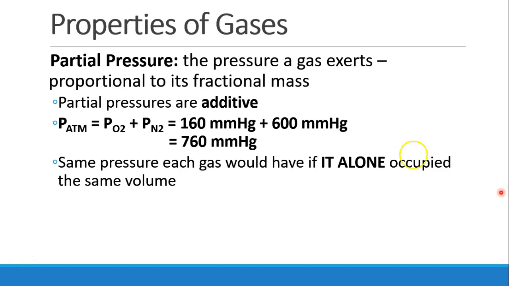It's 21% oxygen, so 21% of 760 is 160. And it's 79% nitrogen, which is 600. And 600 plus 160 adds up to 760. So the partial pressure of oxygen in air is 160 millimeters of mercury. If you took all the oxygen out of the atmosphere and all you had left was nitrogen, you would have an atmospheric pressure of 600 millimeters of mercury. The partial pressure is the pressure each gas would have if it alone occupied the same volume.